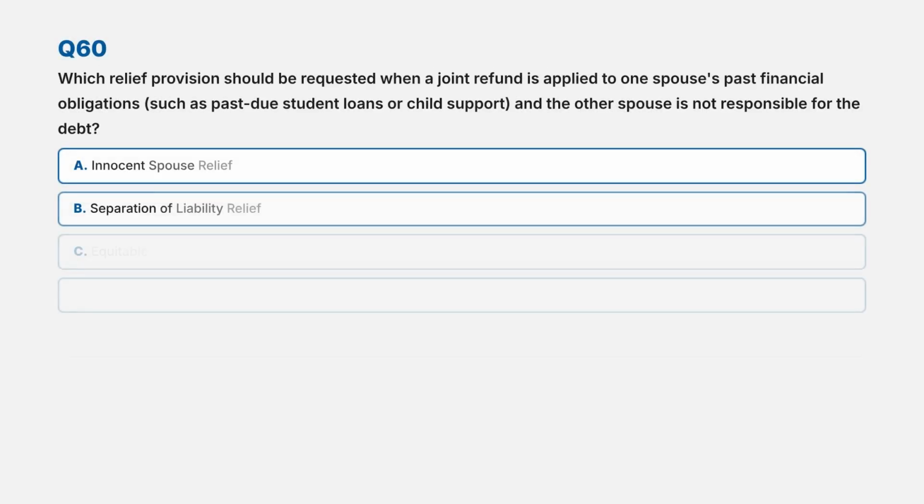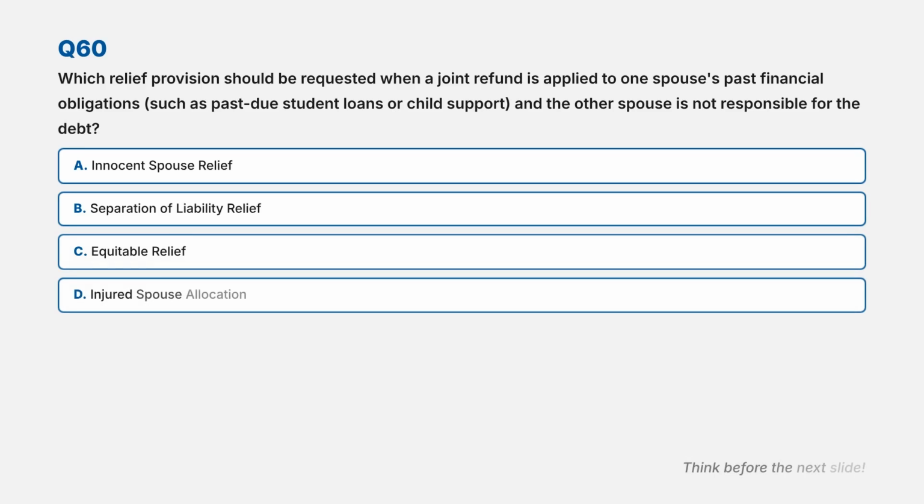Question 60. Which relief provision should be requested when a joint refund is applied to one spouse's past financial obligations, such as past due student loans or child support, and the other spouse is not responsible for the debt? A. Innocent spouse relief. B. Separation of liability relief. C. Equitable relief. D. Injured spouse allocation.